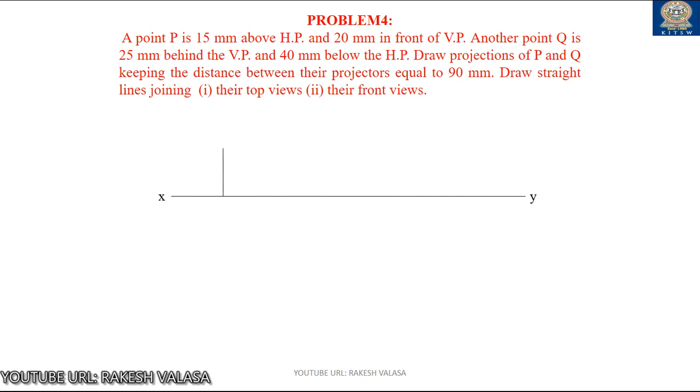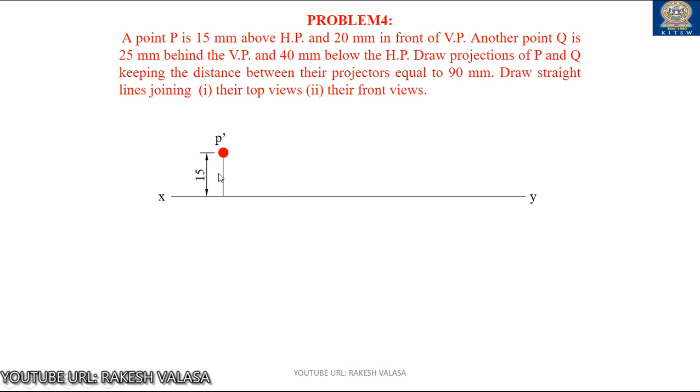First draw the point 15 mm above HP. This point is P dash. Now give the dimension. This is the extension line and this is the dimension line. Keep the distance between this dimension line and the projector line at 8 mm. Here, you can draw the arrowhead in the ratio of 1:3 and give the dimension value, that is 15 mm.